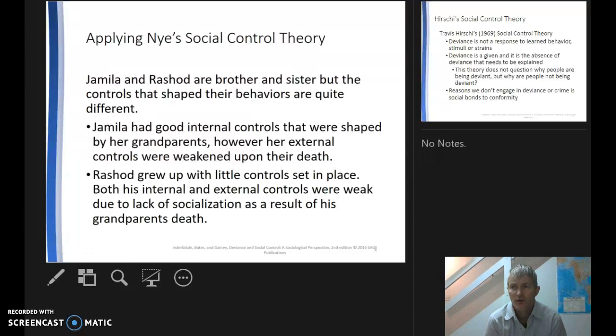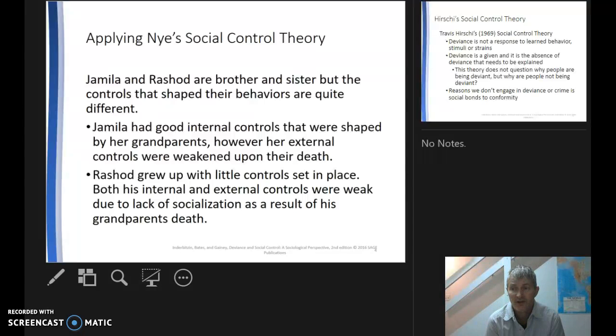When applying Nye's social control theory, the book looks at Jamila and Rashad, who are brother and sister that go through some real trying circumstances, and they have different social outcomes, partly because of the different life chances presented to them. When they talk about Jamila, they say that she had good internal controls that were shaped by her grandparents. However, her external controls were weakened upon their death, which then resulted in skipping school and dropping out of school.